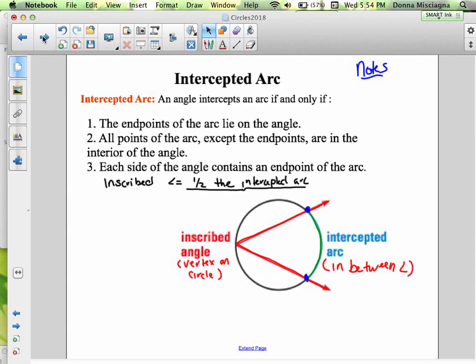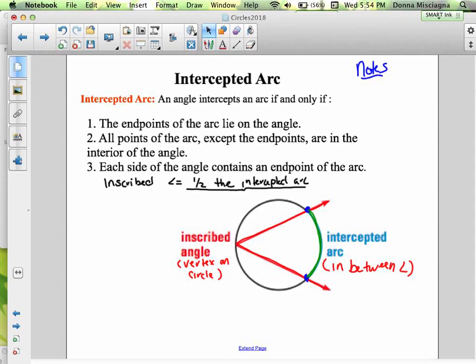All points of the arc except the endpoints are in the interior of the angle. So notice here, the intercepted arc is between the sides of the angle, except for those endpoints which lie on the angle. And each side of the angle contains an endpoint of the arc. I do want you to write the relationship between the angle and the arc.